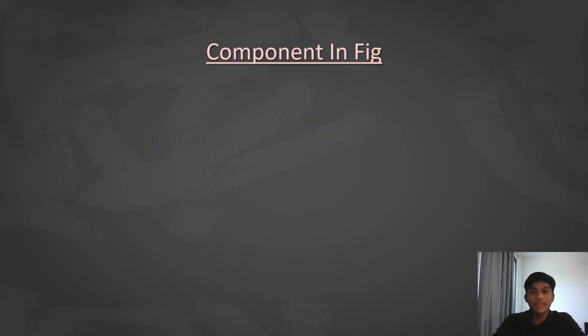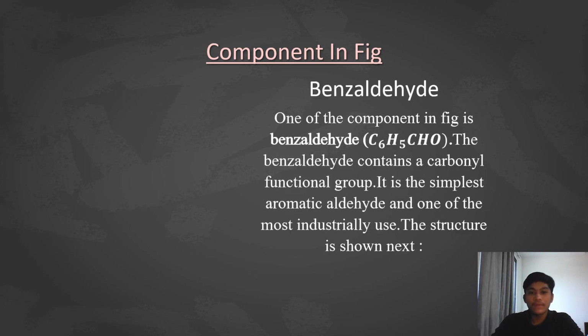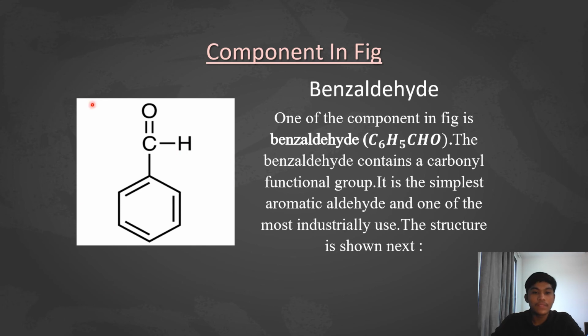One of the components in fig is benzaldehyde, C6H5CHO. Benzaldehyde contains a carbonyl functional group. It is the simplest aromatic aldehyde and one of the most industrially used. This is the structure of benzaldehyde.